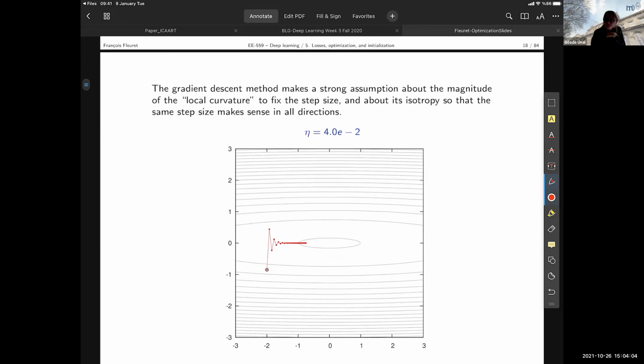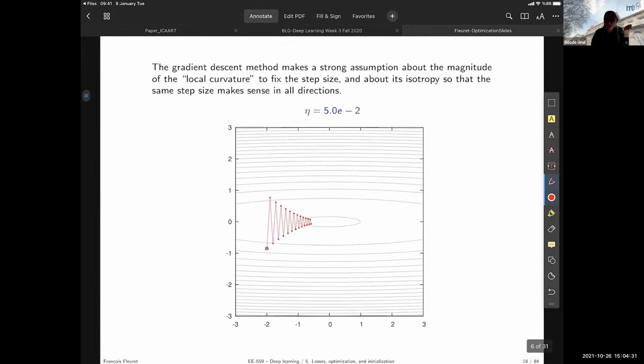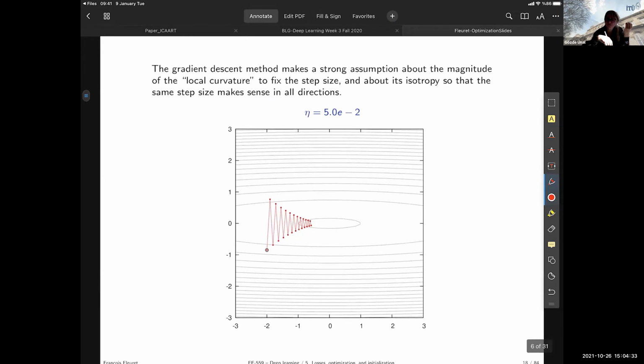Once you increase the step size in the steep dimension, you have done a big jump in this direction. But on the other shallow dimension, you are still going very, very slowly. That's the problem. So now let's see, for instance, if I do 5 times the learning rate, I get these oscillations in this case.